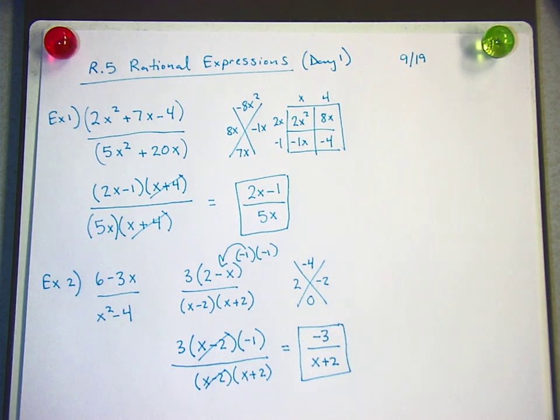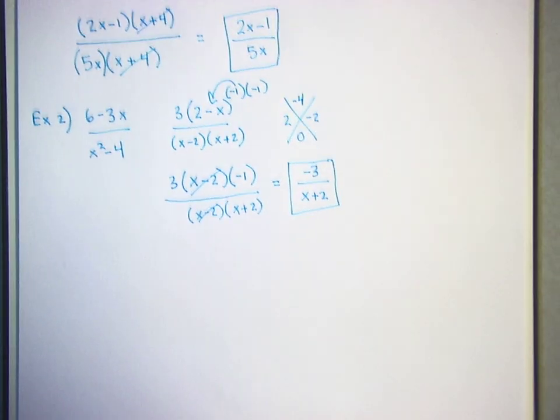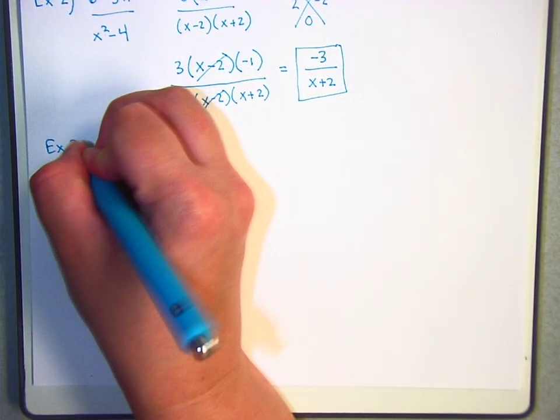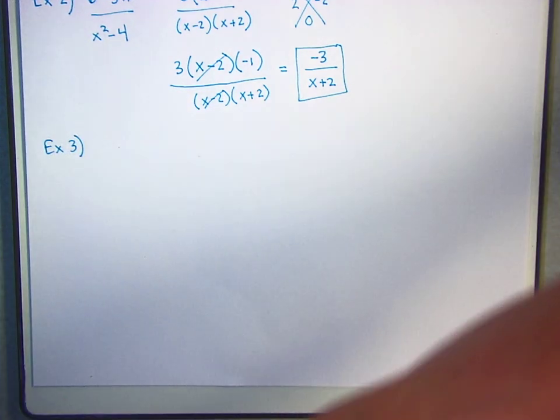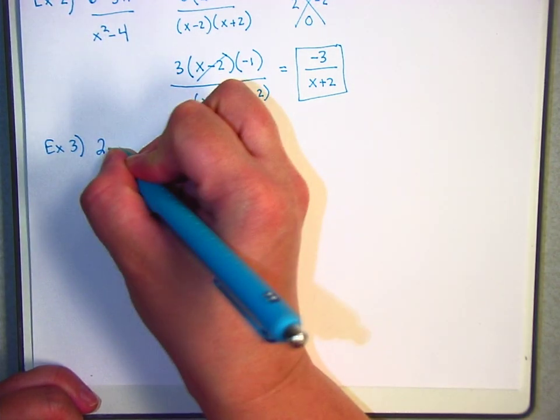Okay, so that's the first kind of problem you're going to be doing, just factoring and simplifying. Remember, you can pause at any time. Example 3. Now we're going to try multiplying and dividing. The first one is going to be pretty simple.